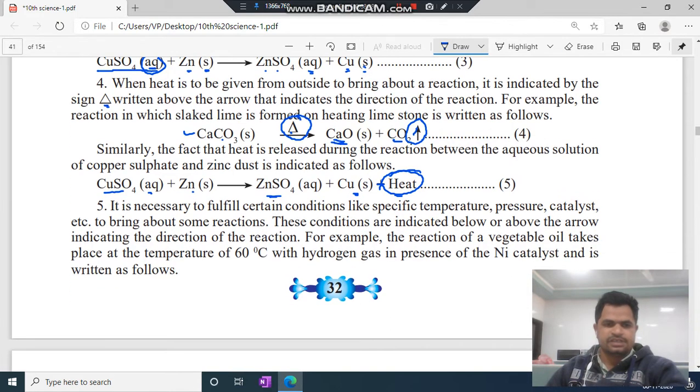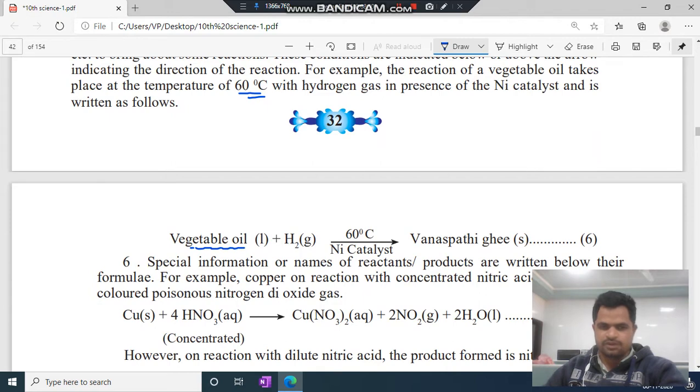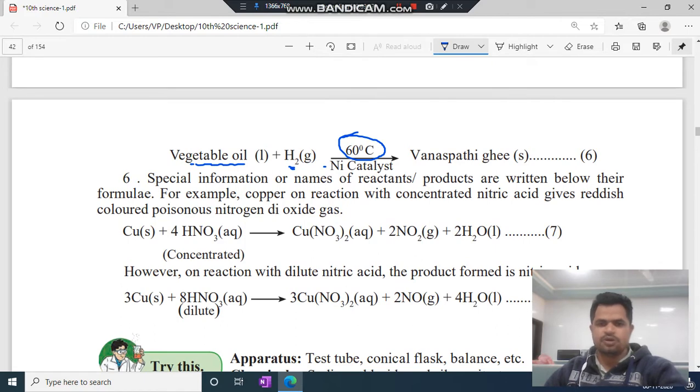And the fifth convention: it is necessary to fulfill certain conditions like specific temperature, pressure, catalysts, etc. to bring about some reactions. These conditions are indicated below and above the arrow indicating the direction of the reaction. For example, the reaction of vegetable oil takes place at a temperature of 60 degrees with hydrogen gas in the presence of a nickel catalyst, and it is as follows. Look here, we have taken vegetable oil plus hydrogen gas, and the conditions are 60 degrees Celsius and nickel catalyst, so we have written them under the direction of the reaction. And the last one, special information like names of products we can write here.